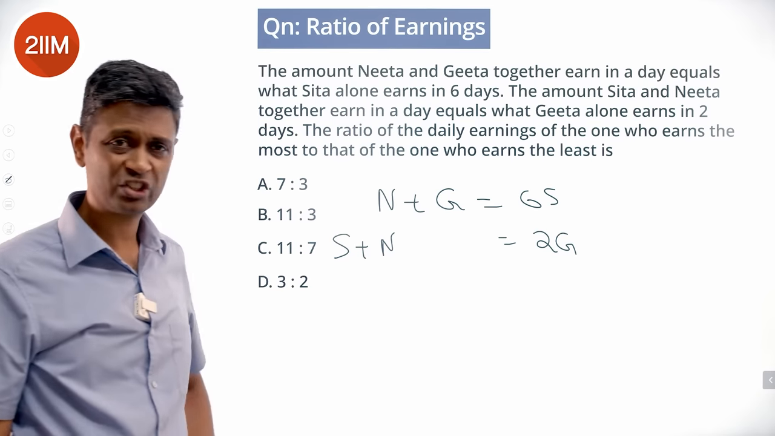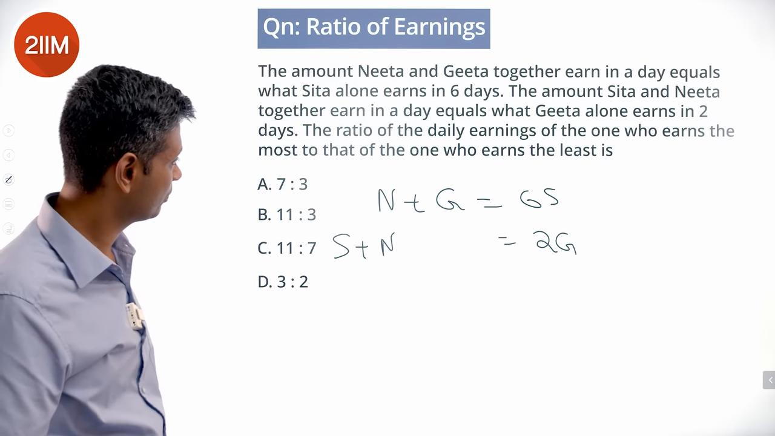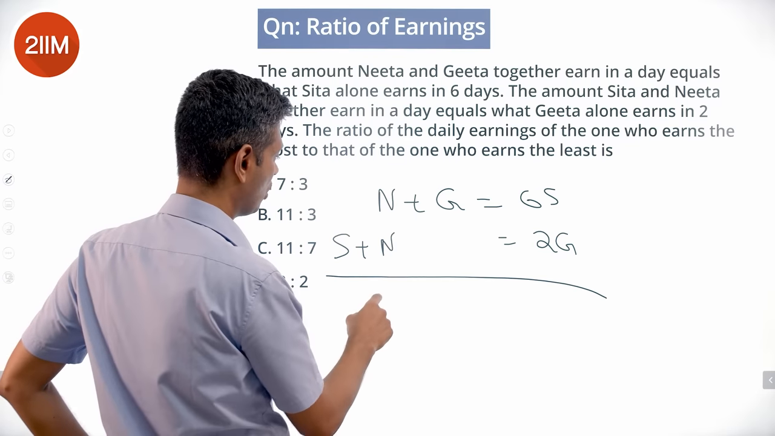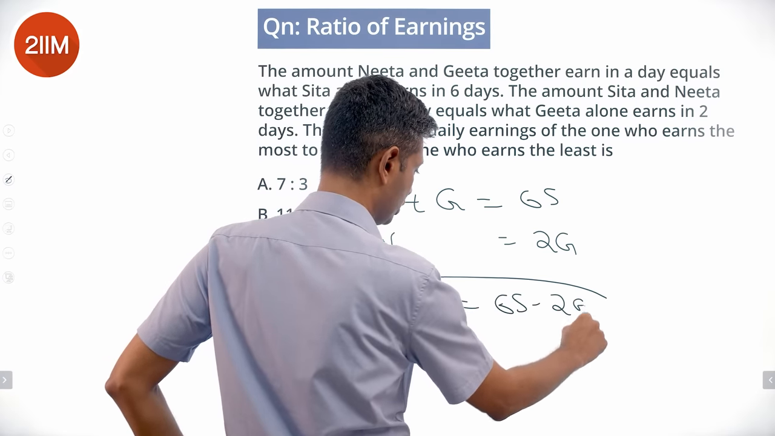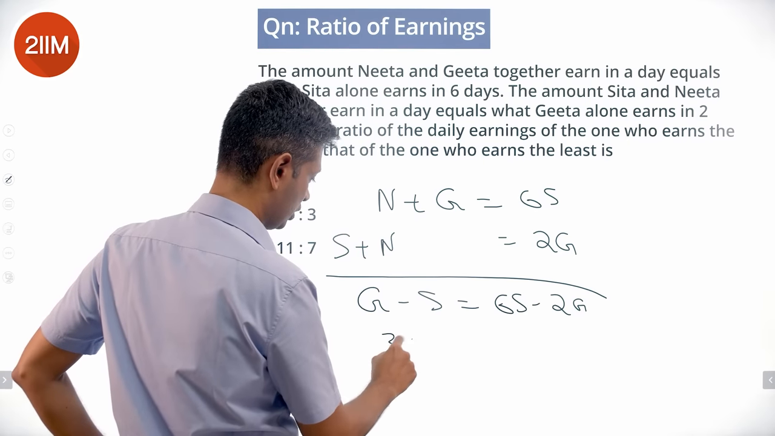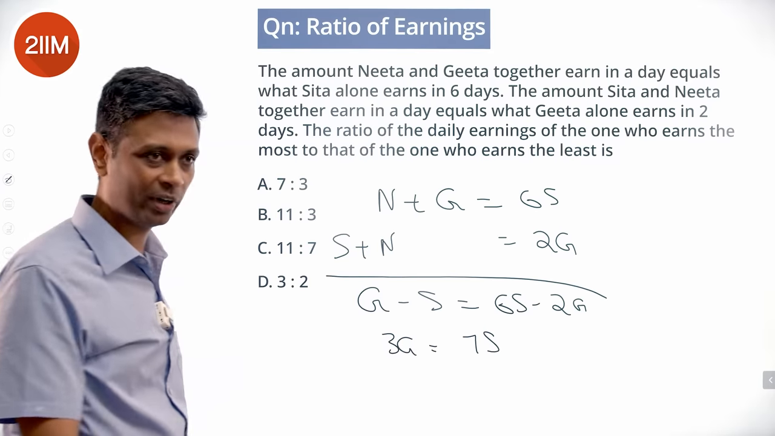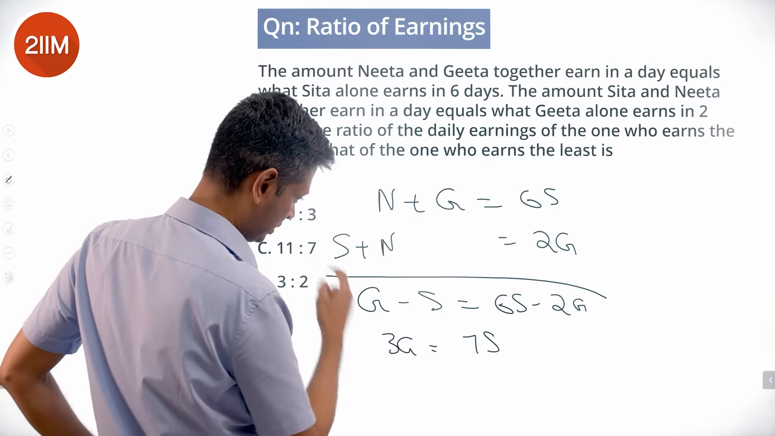N plus G is 6S. S plus N is 2G. Subtract this from this. N will go off. G minus S, 6S minus 2G. 3G equals 7S. Nice. We've got one thing going. Plug that in somewhere, S plus N.